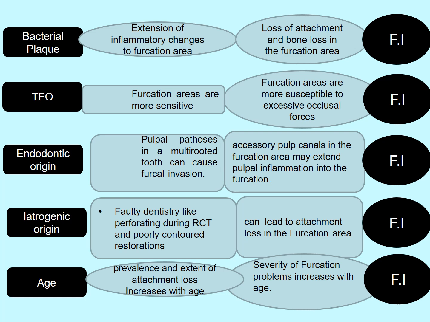So coming to the details of each, the first one is bacterial plaque. It is always the extension of inflammatory changes. First it starts with gingivitis and then periodontitis. If the attachment loss is increasing and progressing to the furcation area, there is loss of attachment and bone loss in the furcation area. So ultimately, furcation involvement.